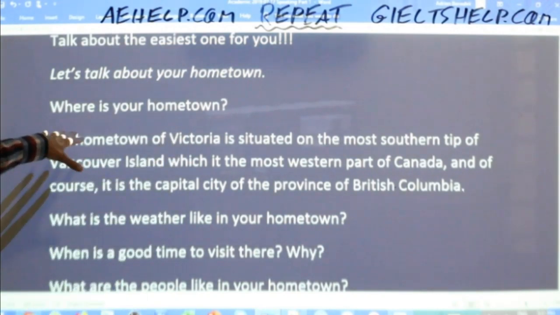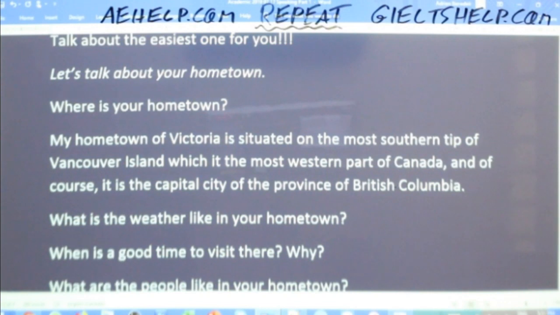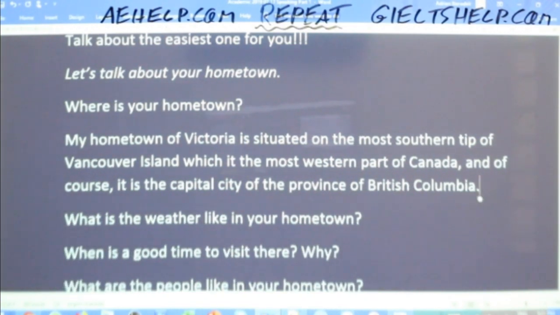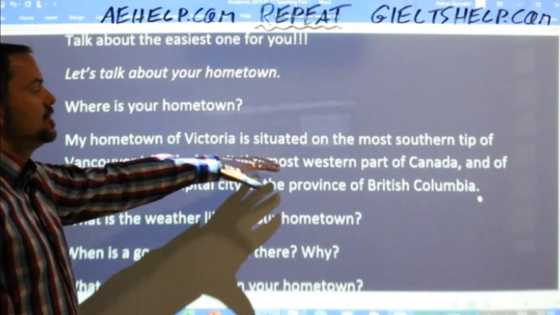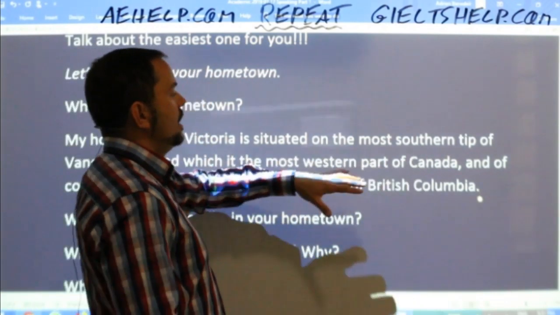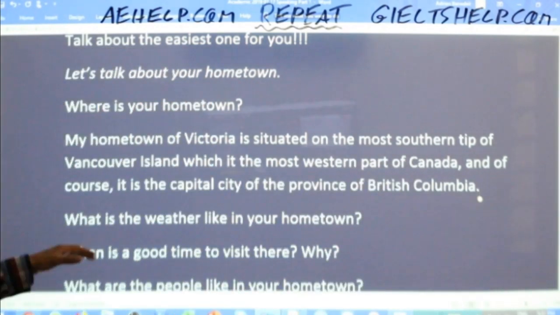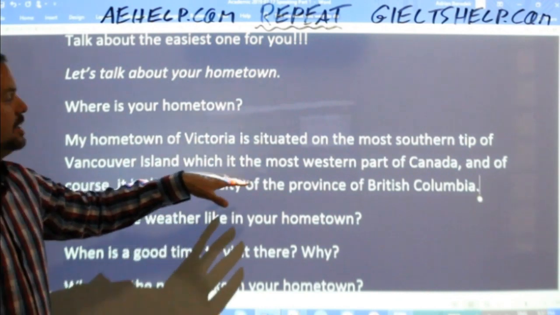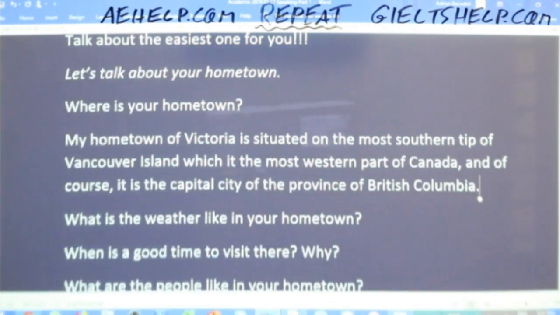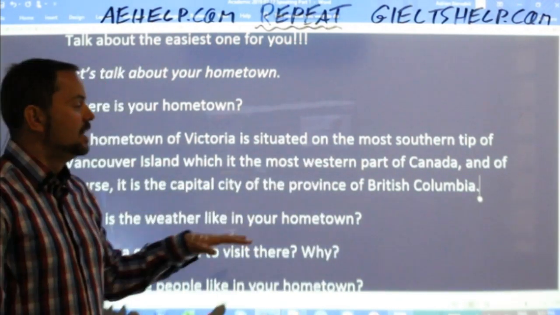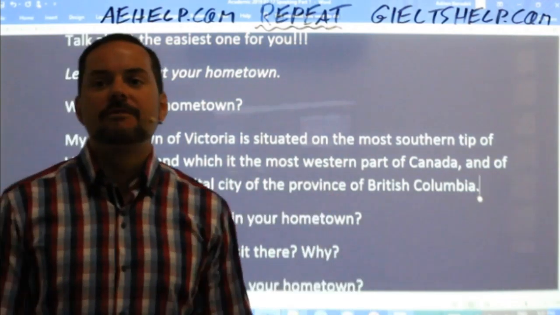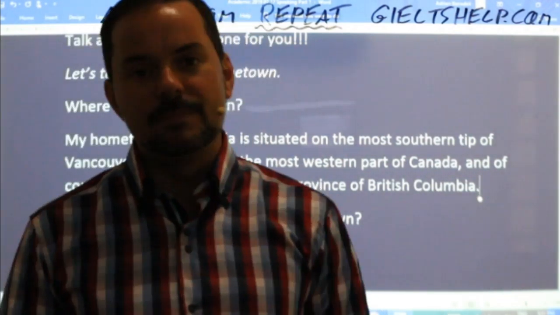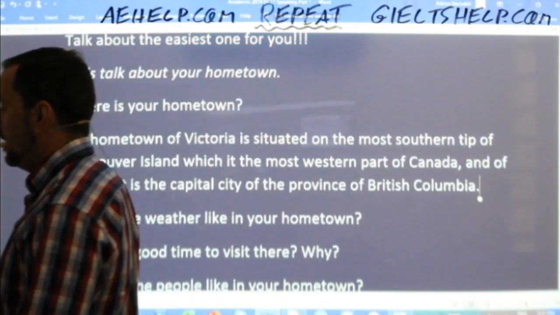So again, repeat after me. Where is your hometown? My hometown of Victoria is situated on the most southern tip of Vancouver Island, which is the most western part of Canada, and of course it is the capital city of the province of British Columbia. All right.